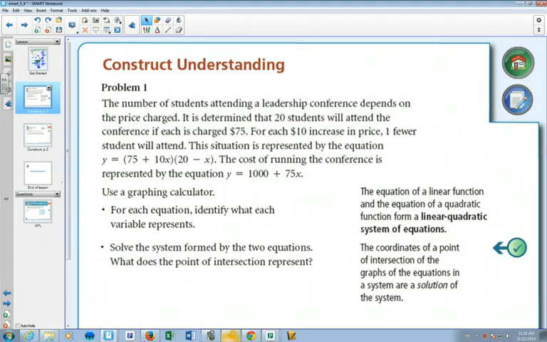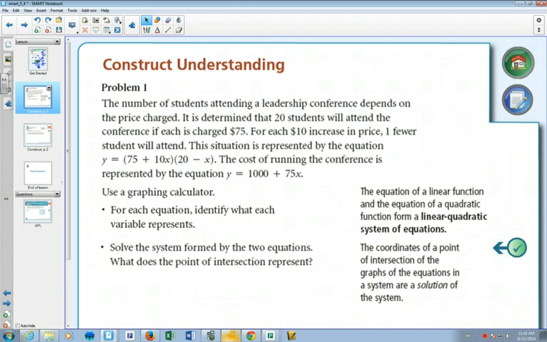So there we have the equation, 75 and 20. For every $10 increase, we lose one student. Okay? The cost of running the conference is represented by this. Okay? 1,000 plus 75x. So I'm just interpreting that a bit. The $1,000 is probably, you have to pay $1,000 to rent the hall.